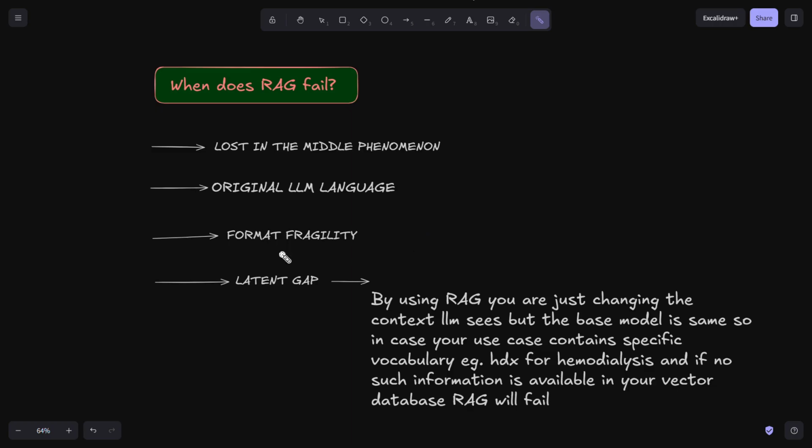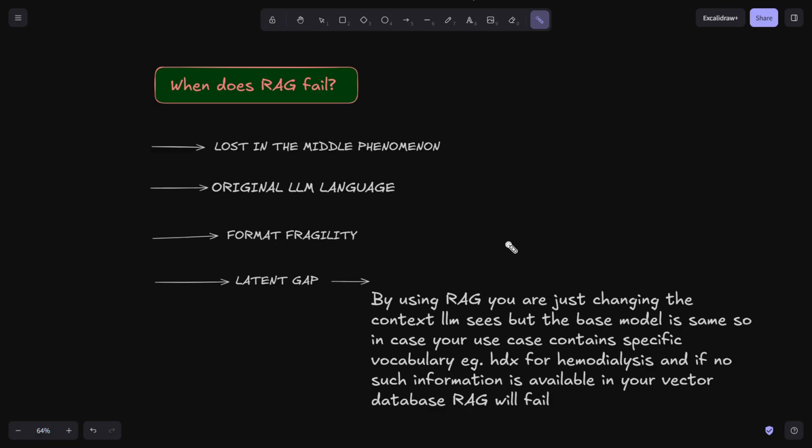Next is format fragility. Base LLM models are built to generate language, basically to carry out NLP tasks. But suppose you just need your answer to be in JSON format. Now you must be thinking that I'll instruct the LLM to use JSON format in the prompt itself. But let's say 8 out of 10 times your model will succeed. Still, what about those two, where it will still generate language and not a JSON response?